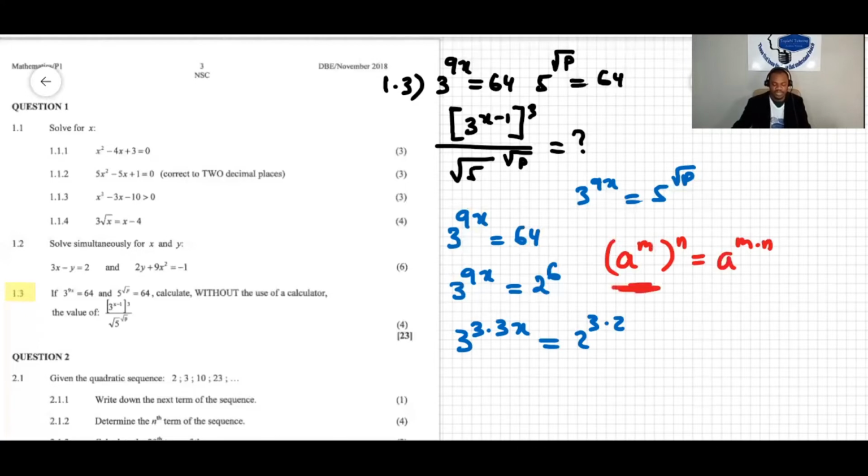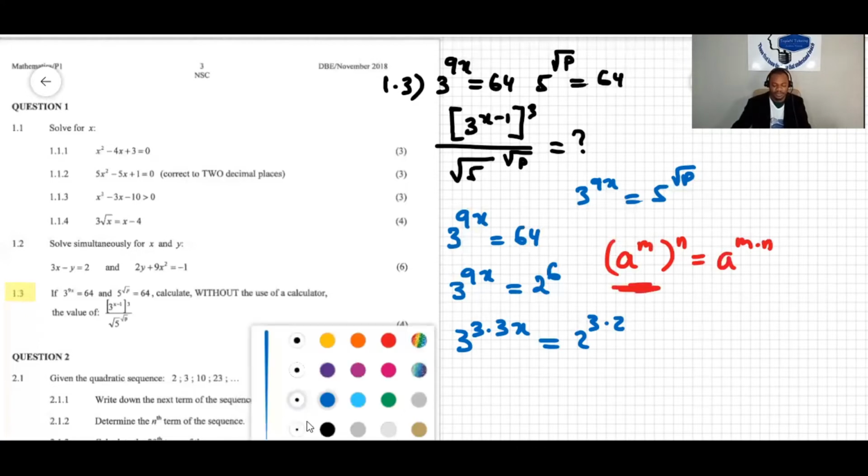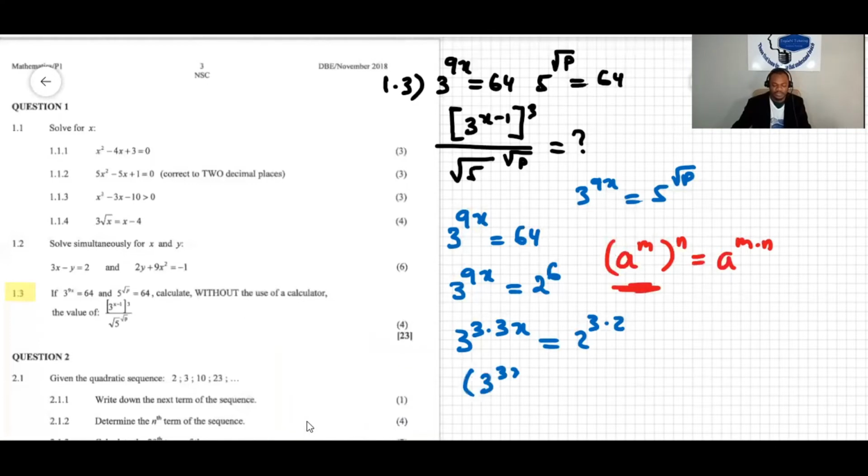This can be written as 3 to the power of 3x, all to the power of 3, following this law of exponents. Now, 2 to the power of 3 times 2 can also be written as 2 to the power of 2, all to the power of 3. Now that we managed to make the exponent common, meaning we can equate the bases, we can say 3 to the power of 3x equals 2 to the power of 2, which is 4. Okay, we got that part.